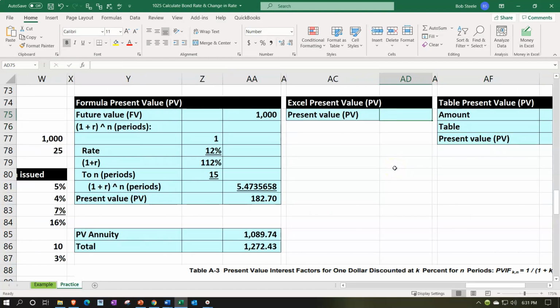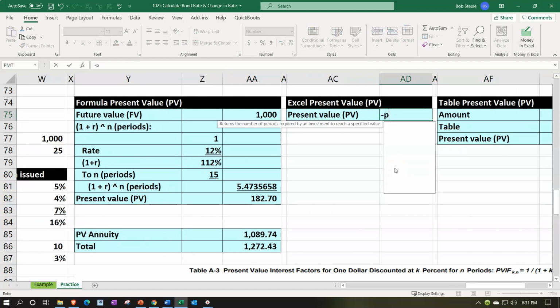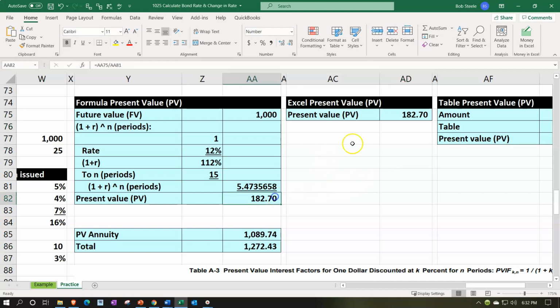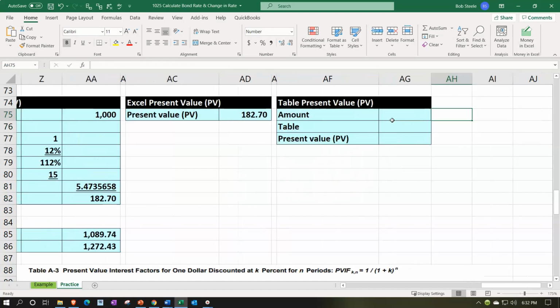The next way, the magic way, Excel way, present value, shift 9, rate 12%, comma, number of periods 15, comma, comma. And then, because it's not an annuity, future value 1,000. There it is again. We did it again in a different way.